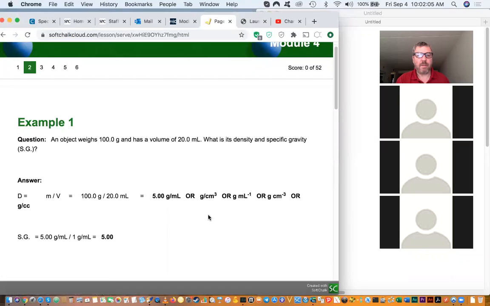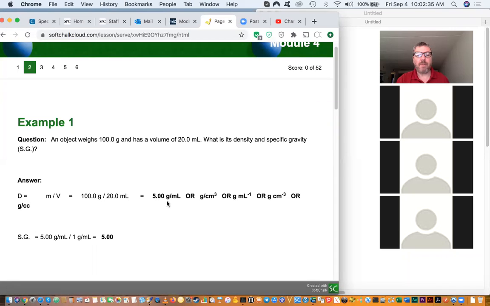So this is a fairly simplistic example. We want to know the density of something that weighs 100.0 grams and has a volume of 20.0 mils. If we do that, then we'll end up getting 5.00 grams per mil. Now, as far as significant figures go, since this is division, it goes by the smallest number of significant figures. This is 4 and this is 3, so the answer comes out to 3. Remembering these zeros are going to be necessary in order to get it up to 3 significant figures.